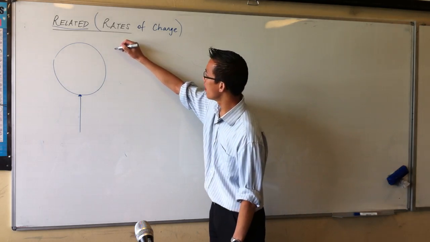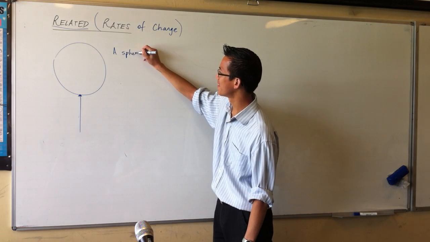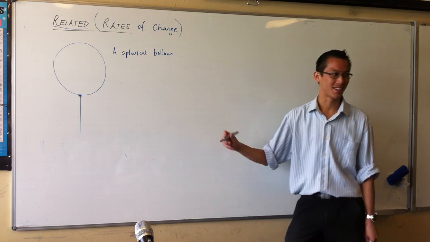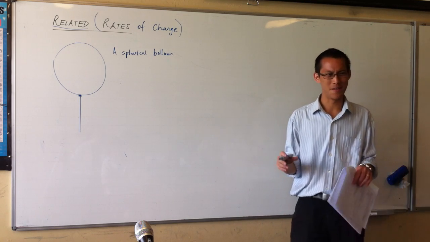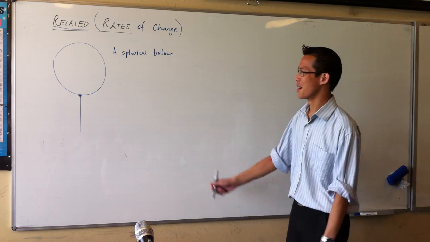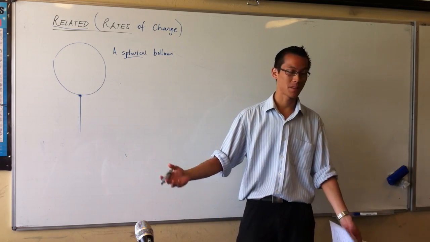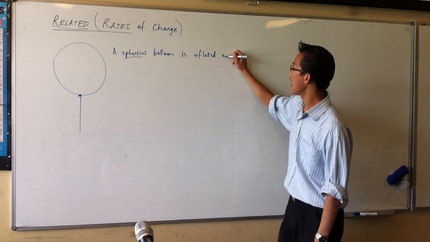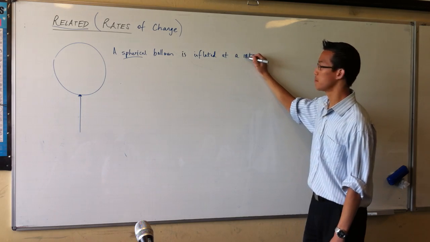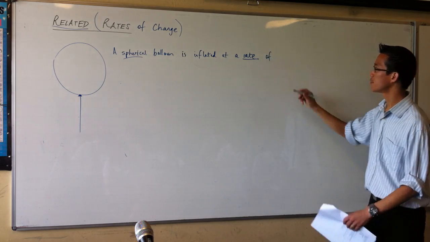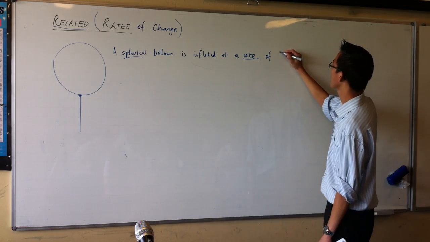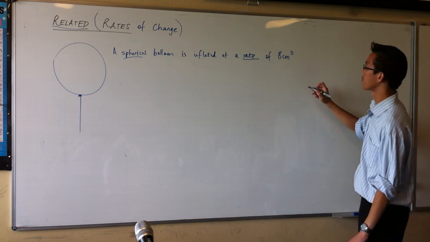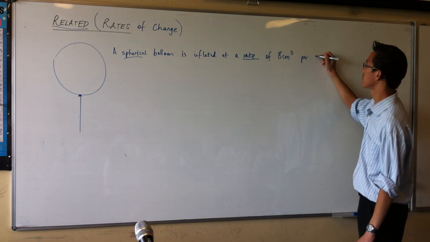I have to say a spherical balloon, because in real life balloons are not spherical, but because of that we can't model them mathematically very easily. So I'm just going to make it a sphere, so that we can. So a spherical balloon is being inflated at a rate, mark the word, of 8 cubic centimeters of air per second.